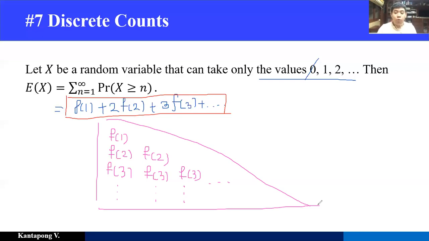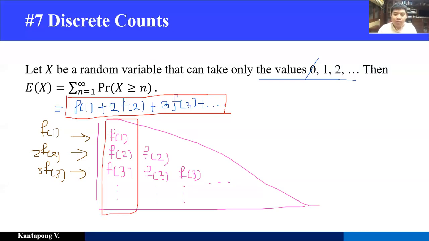Why do we have to rearrange something like this? Because by summing by the rows, the above one is summing by the rows. Row 1 is f1. Row 2 is 2 f2. Row 3 is 3 f3, right? But can we sum by columns? Yes, because we get exactly the same answer.